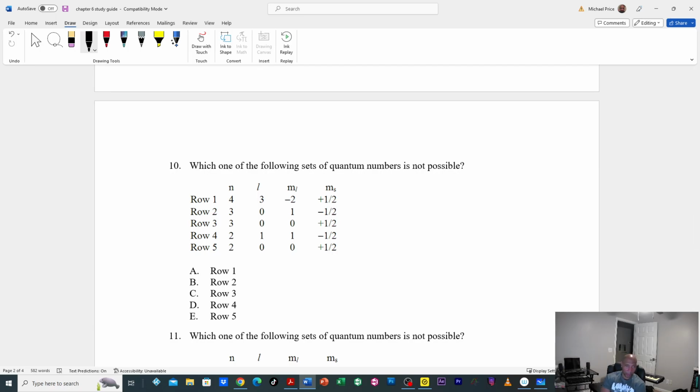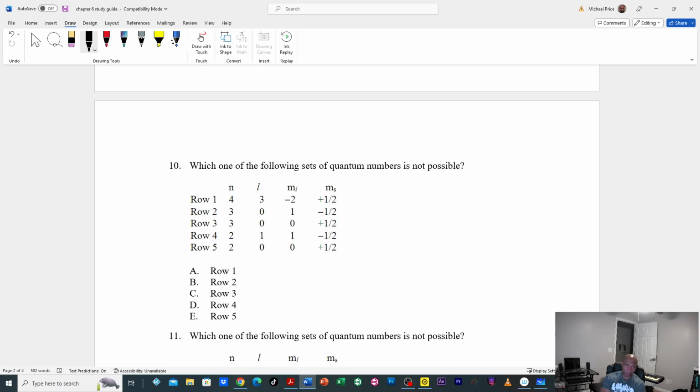Okay. Now the only other quantum number they didn't put up here was M sub S. So M sub S, you guys just remember, can either equal +1/2 or a -1/2. Okay. All right, so number 10, which one of the following sets of quantum numbers is not possible?